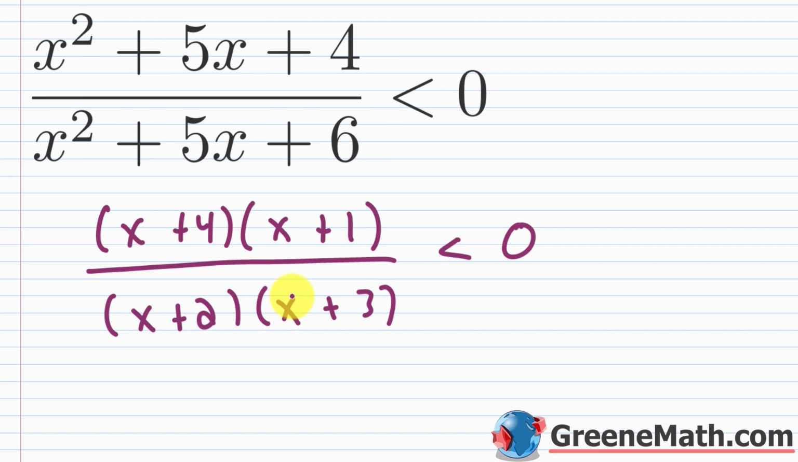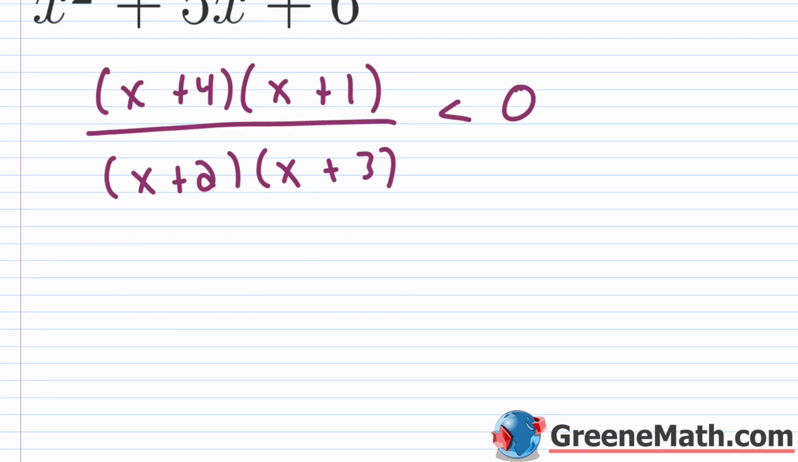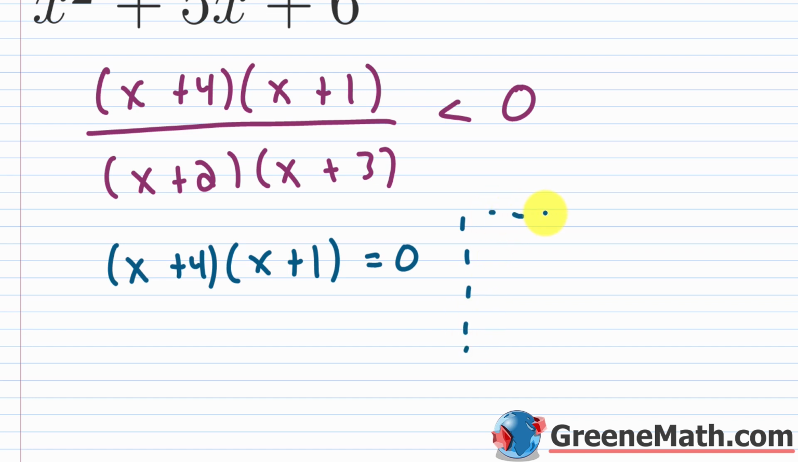So that's extremely important. In this case, I can immediately just set the numerator equal to 0. So we can say x plus 4, this quantity times the quantity x plus 1, let's set that equal to 0. And essentially, you say x plus 4 equals 0, that has a solution of x equals negative 4. And then if you say x plus 1 equals 0, that has a solution of x equals negative 1.